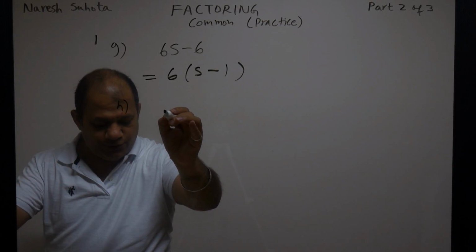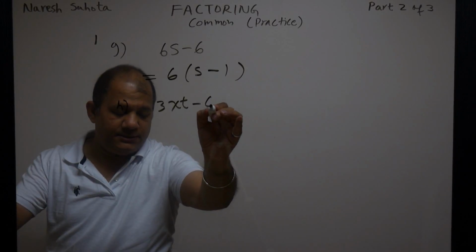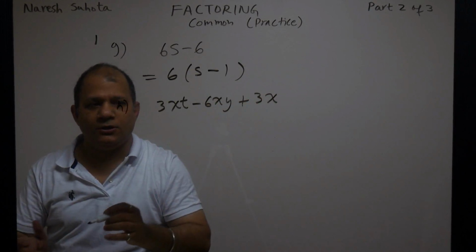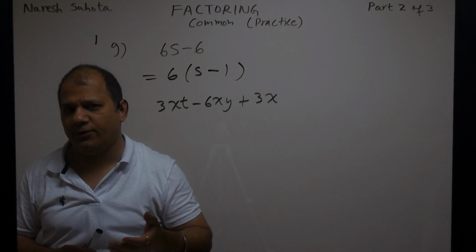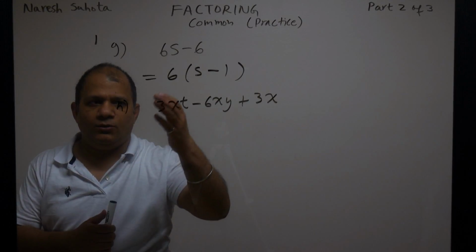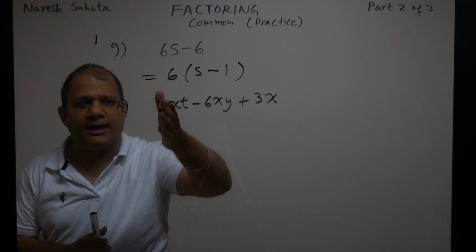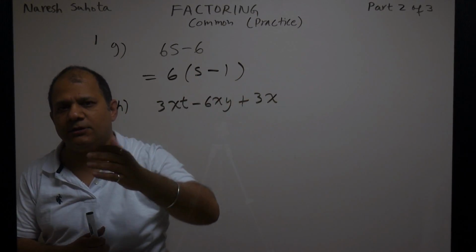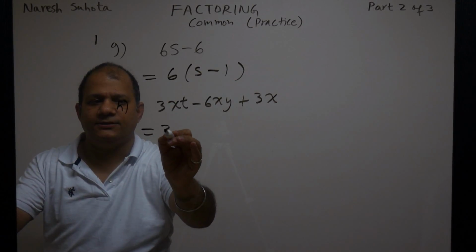Now H, so 3xt minus 6xy plus 3x. So don't let the different types of variables or letters scare you, right? Just remember your concept. The concept is we look at the number of terms that we're given, and our process is we'll look at the number first. So we have 3, 6, and 3. So we take out the highest number that divides into all 3. In this case, that is 3.